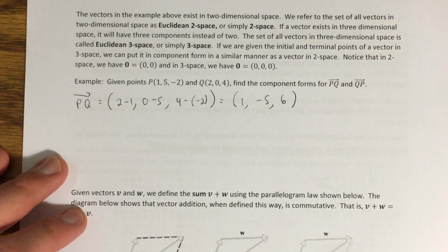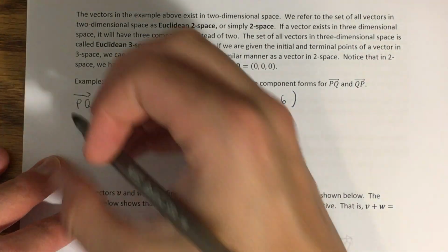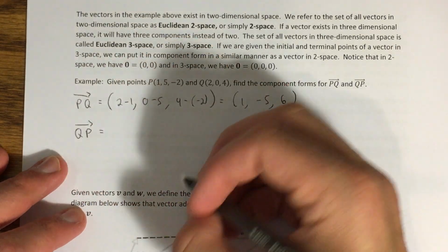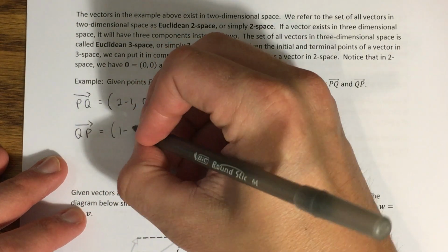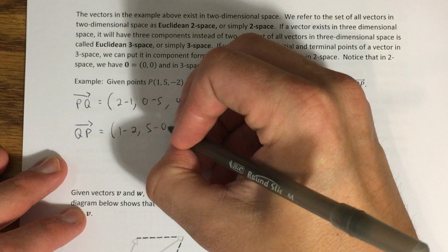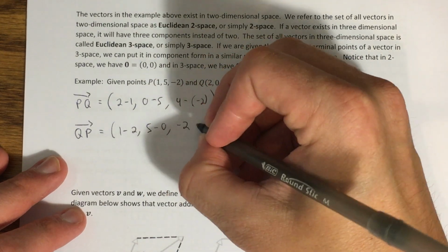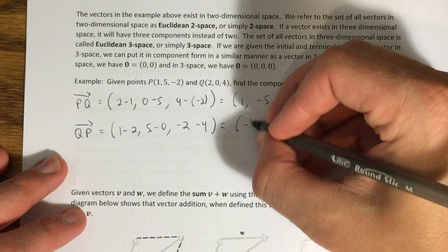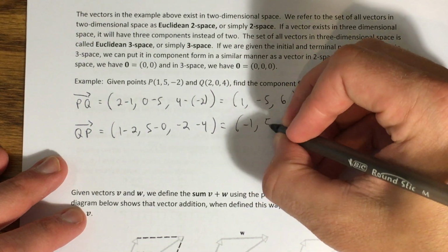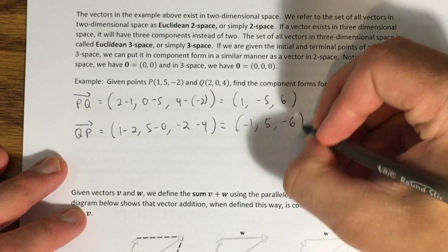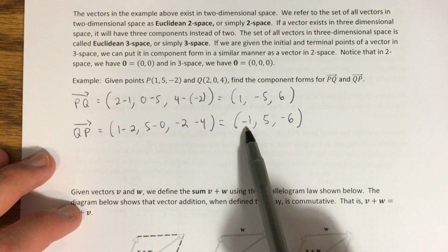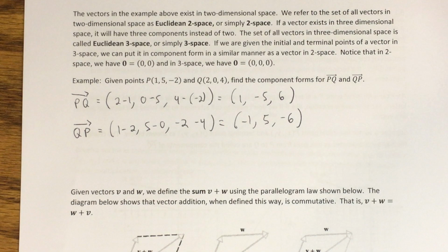QP is reversing which point is the initial point and which one is the terminal point. So my subtraction will occur in the opposite order. 1 minus 2, 5 minus 0, -2 minus 4. And what I get from this is a vector whose components are the opposite of the components in my previous example: 1, -5, 6, -1, 5, -6.